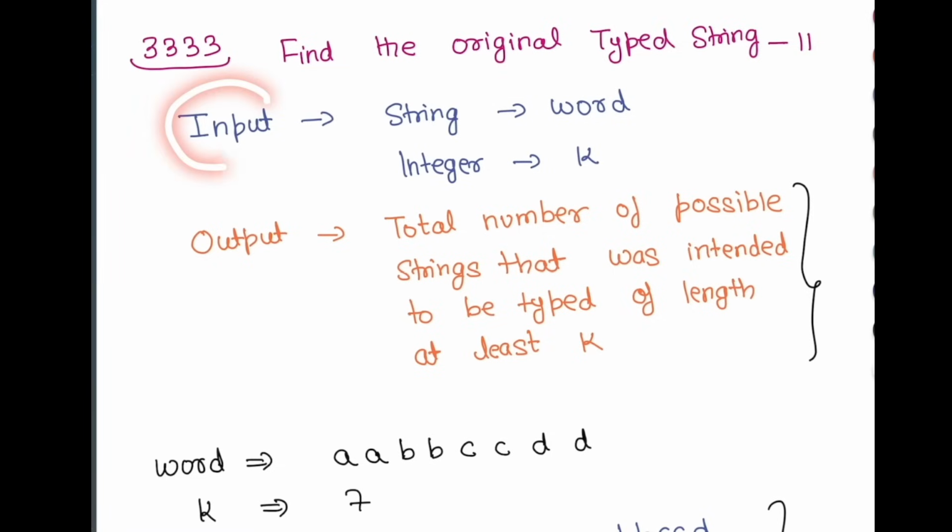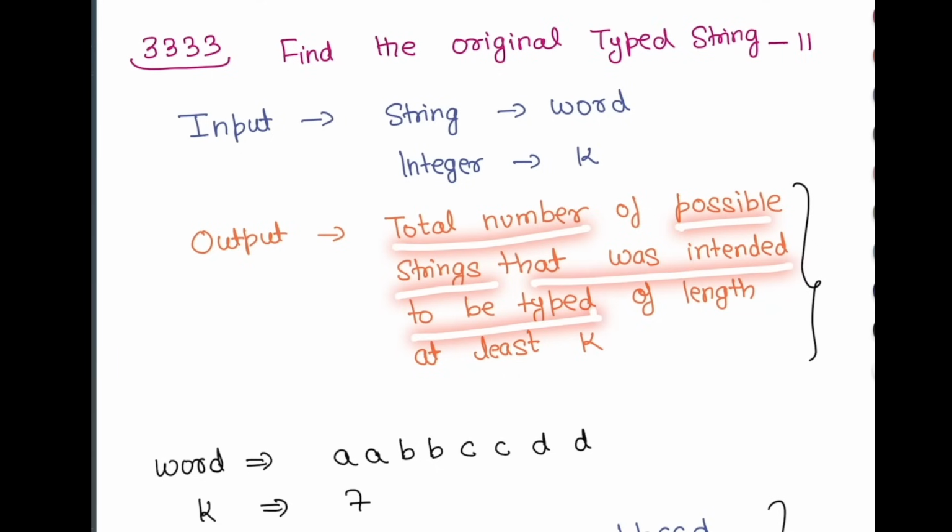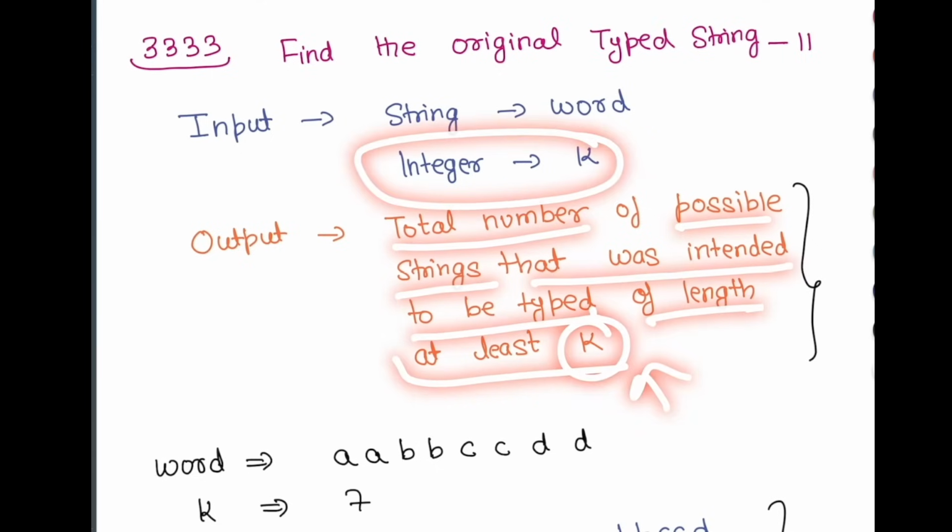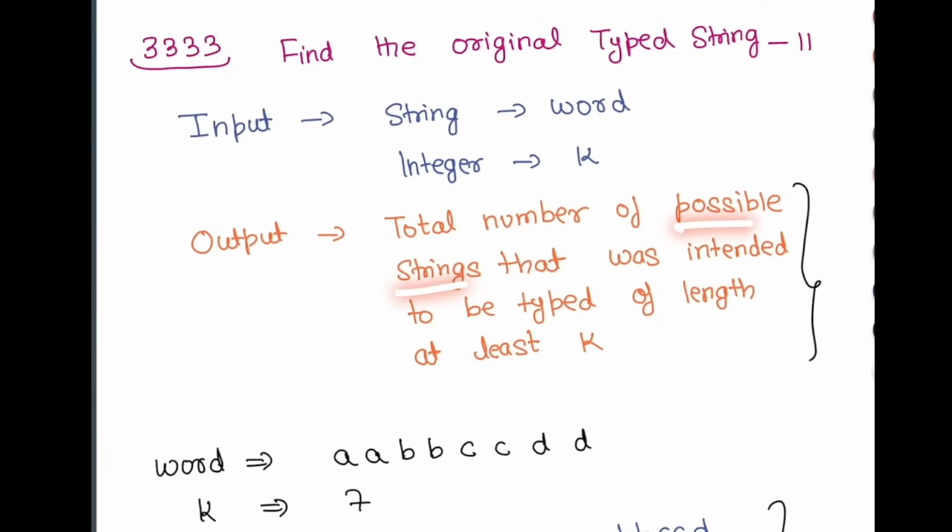So let us see what's the input in the problem. The input in the problem is a string. Let us call it word. And there is another integer, and let us call it k. The output we need to give is the total number of possible strings that was intended to be typed by Alice of length at least k. This k is given in the input and we need to find the possible number of strings which Alice was actually trying to type when she ended up typing this particular word. She might have tried to type a different word, and we just need to find the number of possible strings that she was trying to type of length at least k.